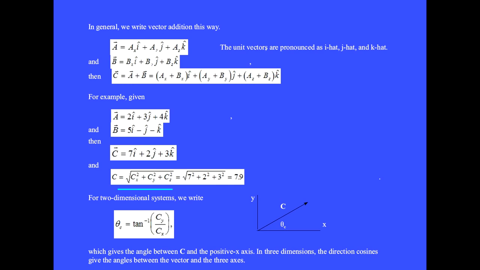The magnitude of vector C is found from a three-dimensional Pythagorean theorem. C is the square root of C_x squared plus C_y squared plus C_z squared. In this case, that's 7 squared plus 2 squared plus 3 squared, and the square root gives 7.9. For two-dimensional systems, we find the angle that the resultant vector makes with the plus x-axis by using the inverse tangent of C_y over C_x. By definition, this formula gives the angle between C and the positive x-axis. In three dimensions, the direction cosines give the angle between the vector and each of the three axes.